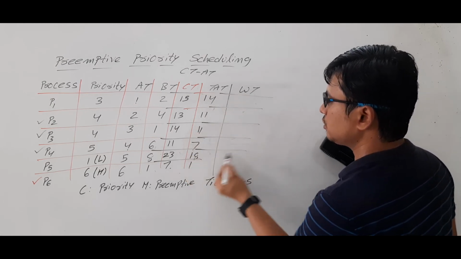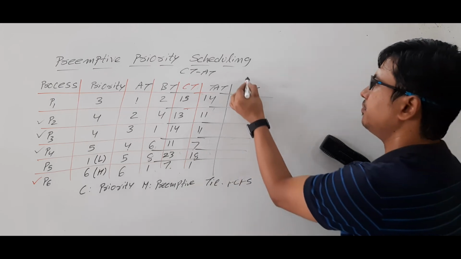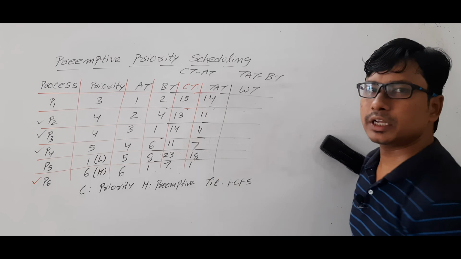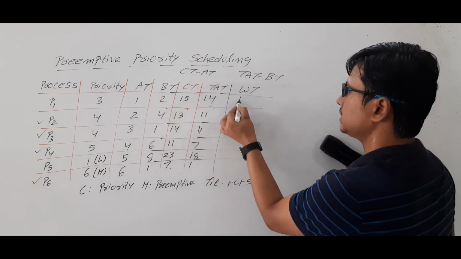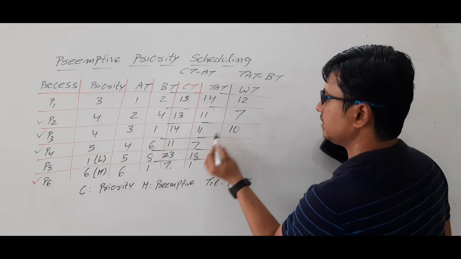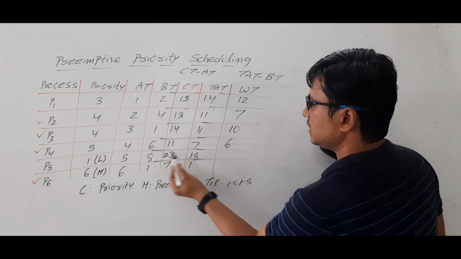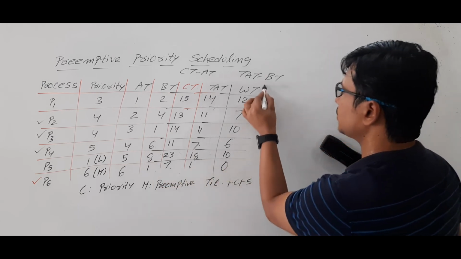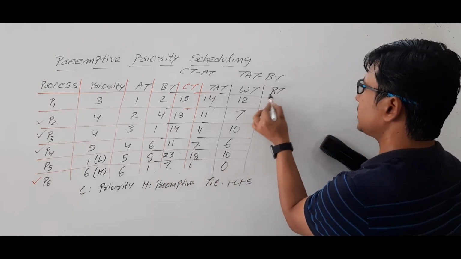Waiting time is equal to turnaround time minus burst time. Okay, turnaround time is 14, burst time is 2, so it is 12. 11 minus 4 is 7, 11 minus 1 is 10, 7 minus 1 is 6, 18 minus 8 is 10, 1 minus 1 is 0. Then we need to compute the response time.